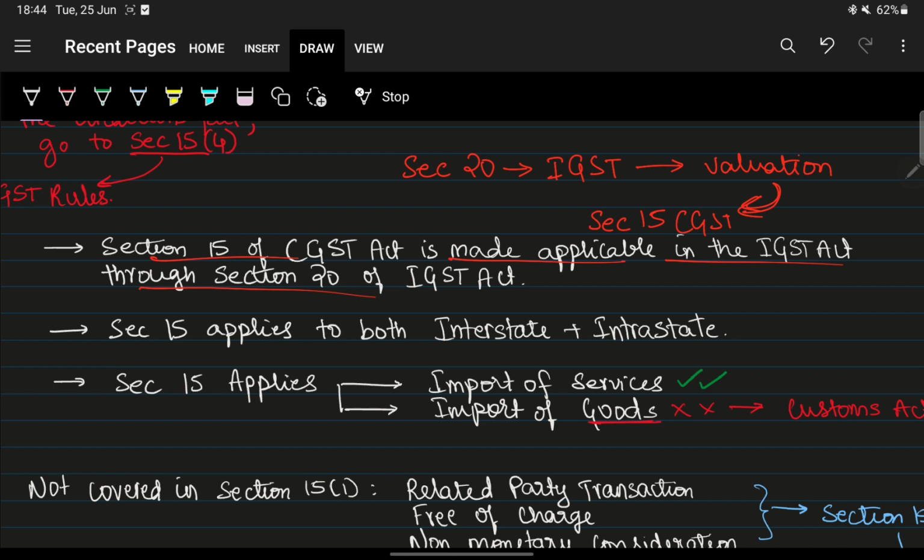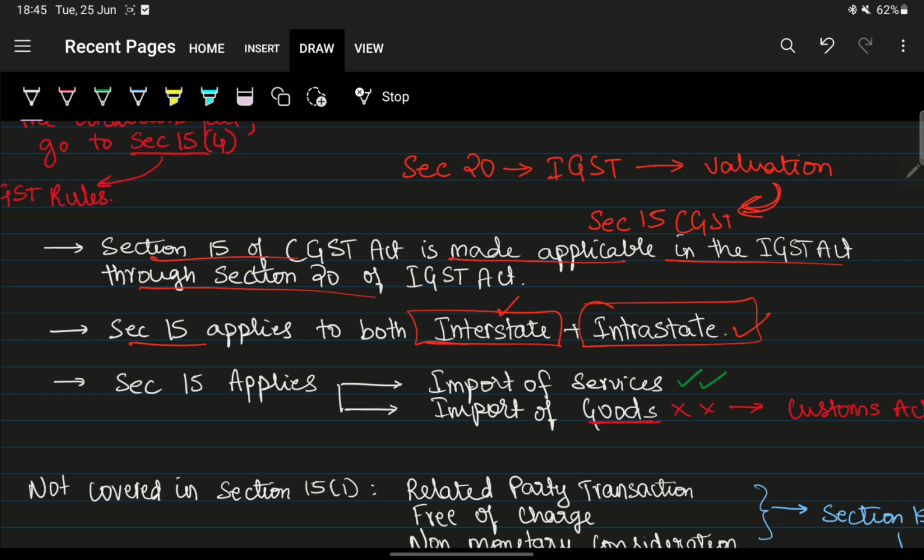Next. That's how section 15 applies to both interstate and intrastate. I'm assuming that you guys know what interstate and intrastate is, right? Interstate is between two different states, or between one state and one union territory, or between one union territory and another union territory. But if it is within the same state or within the same union territory, it will be intrastate. Otherwise it is an interstate supply.